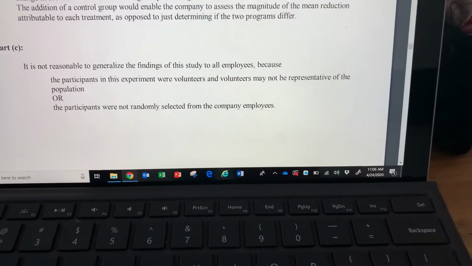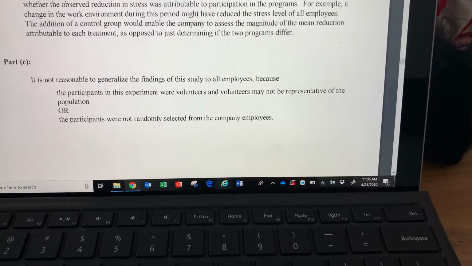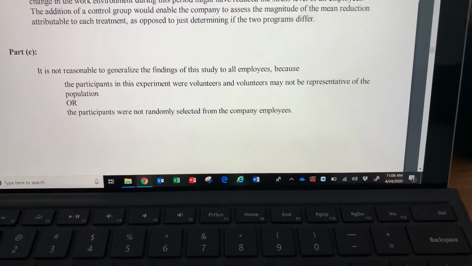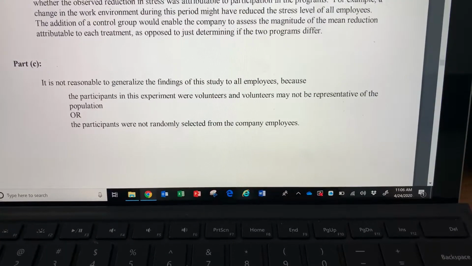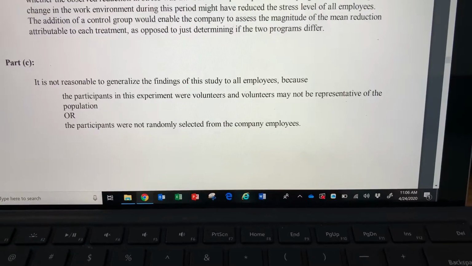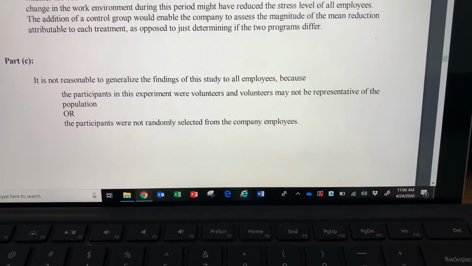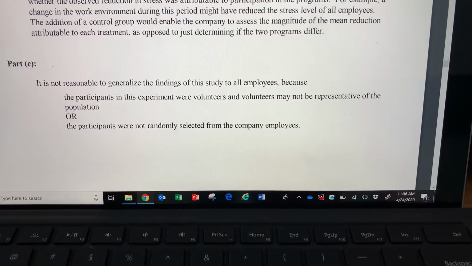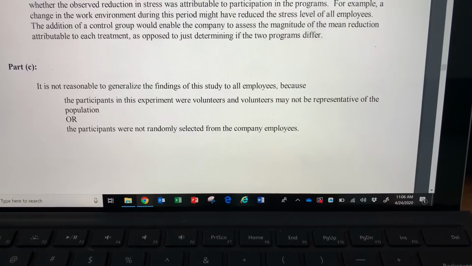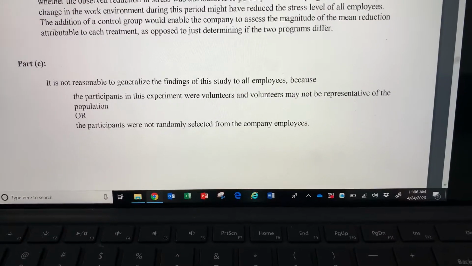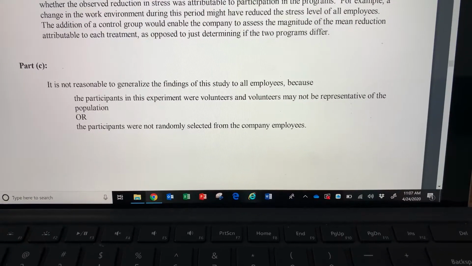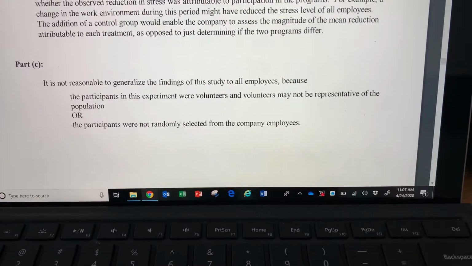There might be other things they're doing in their life. Maybe they're eating better. Maybe they're sleeping more. Again, if we don't have a control group, we can't really do anything about that. But you don't want people to volunteer. That's no good. Or it says participants were not randomly selected from the company of employees. That would have been the answer I would have gone with for sure. You can't generalize it if it's not randomly selected. You have to randomly select it.